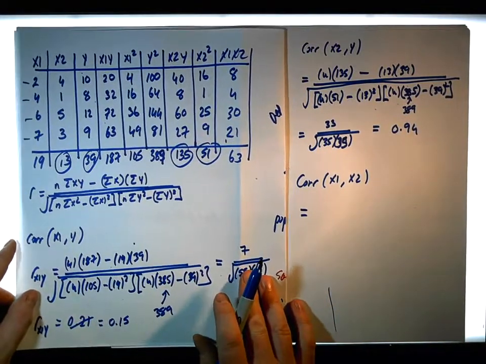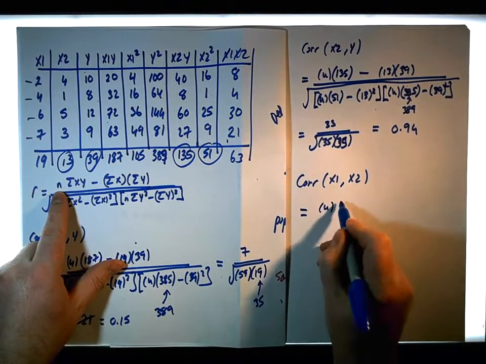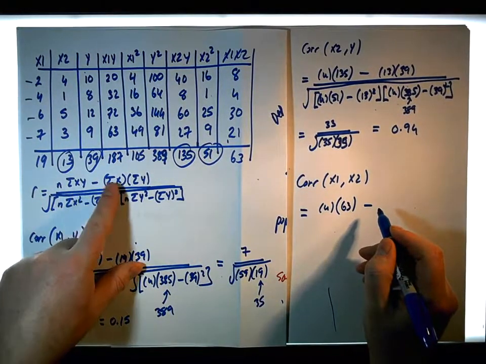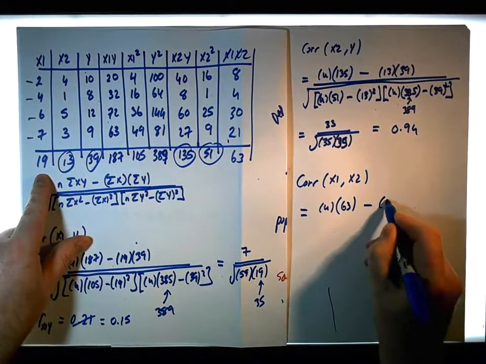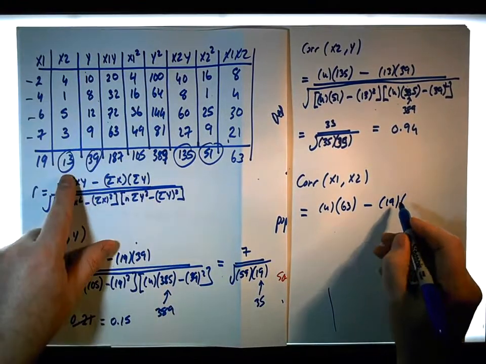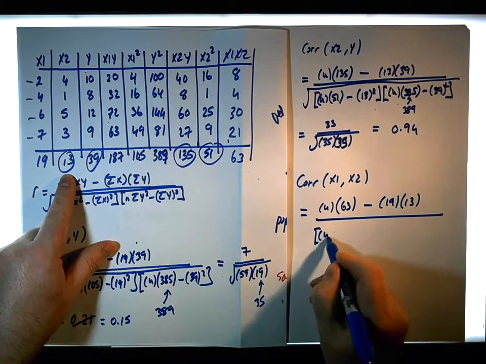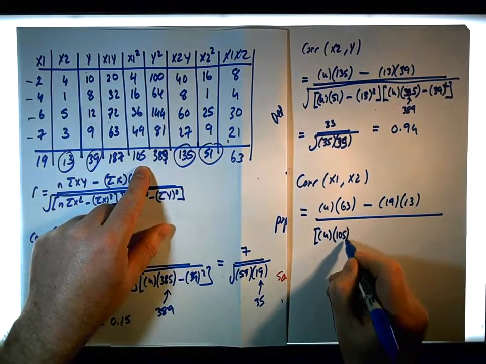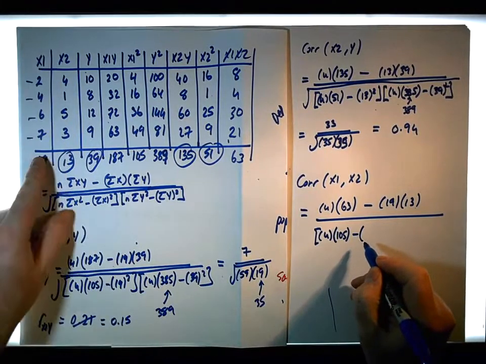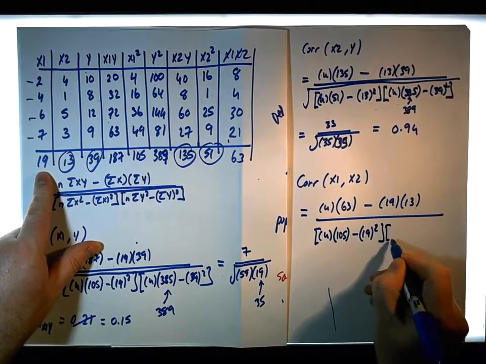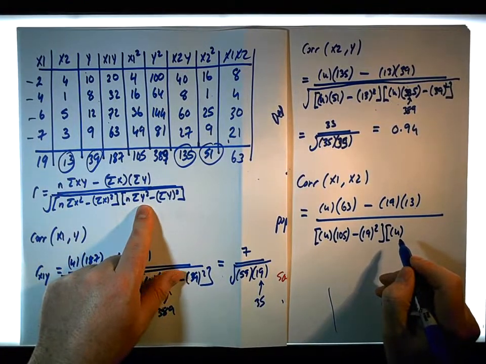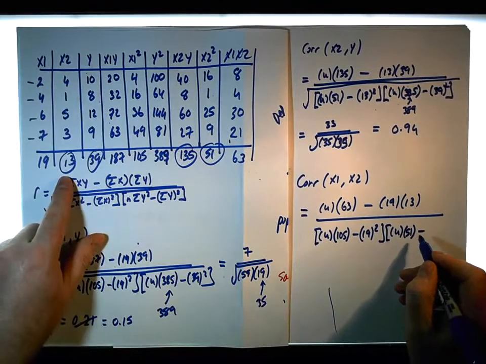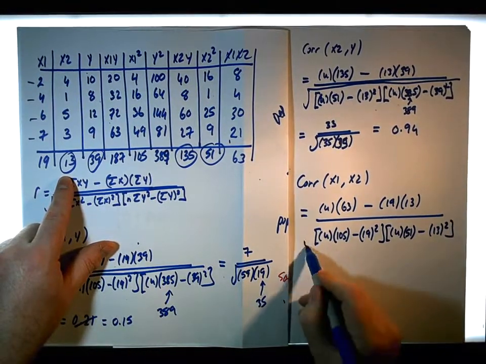So now the correlation is n, which is 4, times the sum of the xy's, which is the cross product between the two independent variables, which is 63, minus the sum of the first independent variable, which is 19, times the sum of the second independent variable, which is 13, divided by the square root of n, which is 4, times the sum of the squares of the first variable, which is 105, minus 19 squared, times 4 times the sum of the squares of the second variable, which is 51, minus 13 squared.